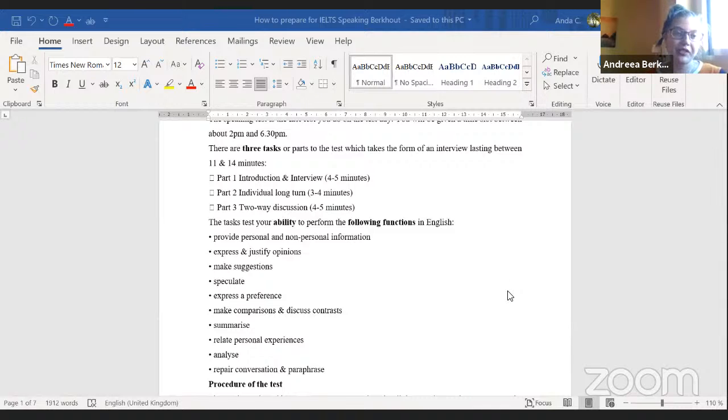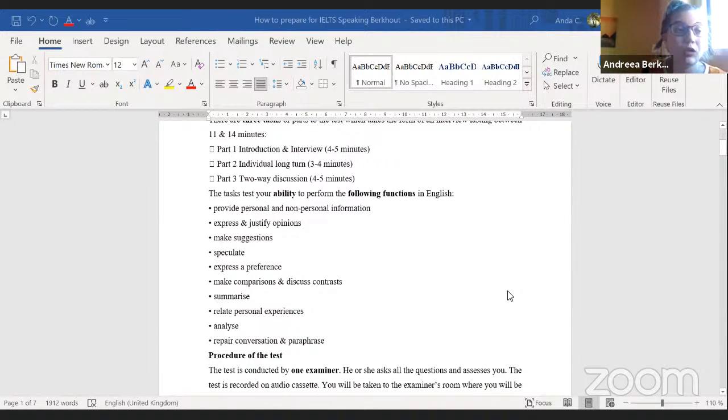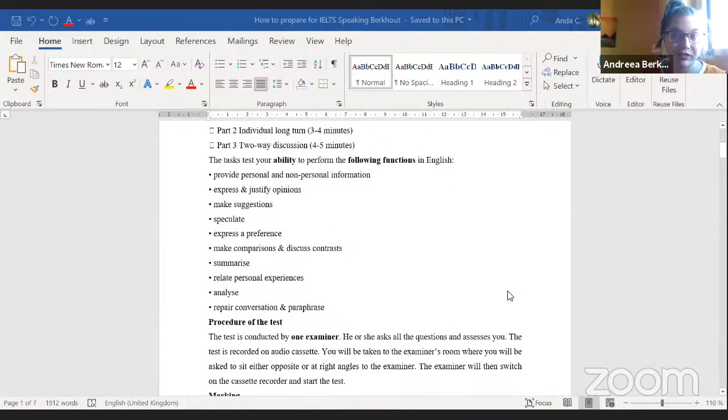And part 3 is a two-way discussion, meaning that the evaluator asks you a question, you answer it in about 1 minute, then they ask you another question and you answer it, okay. So of course all of this wants to see that you have the ability to express yourself, justify your opinions, express a preference, make some comparisons, and analyze. It's quite complex what they want to check here, but as long as you speak fluently in English, you won't have a problem, okay.